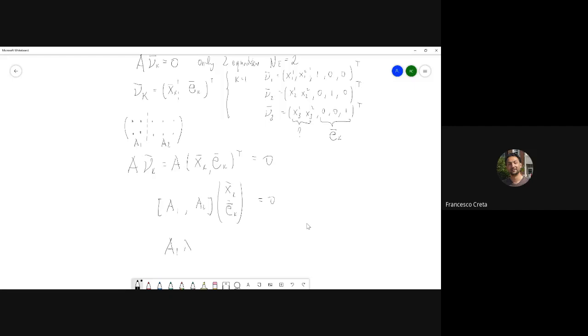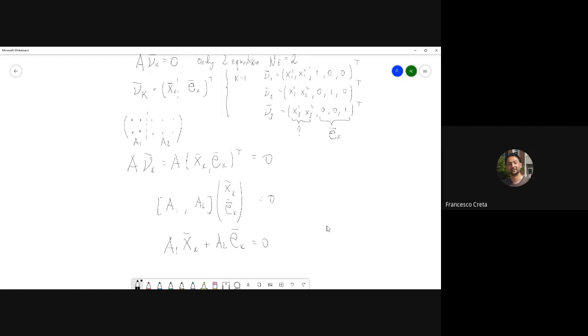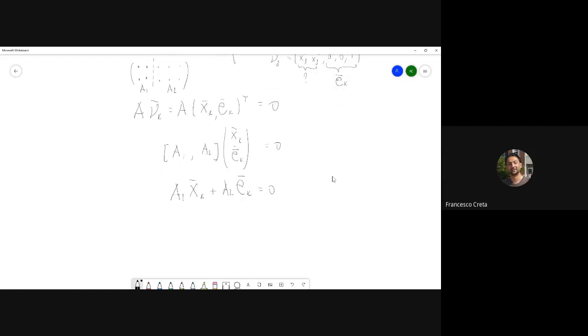So in fact, this is very simply A1 x_k plus A2 e_k. Now, what's the point of doing all of this? Well, these are my unknowns. Remember, this is still 3 equations, because k is 1, 2, and 3.